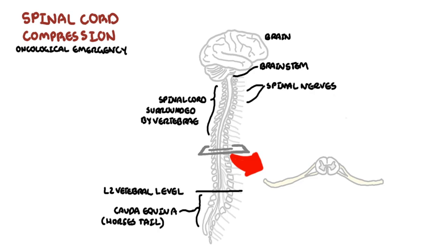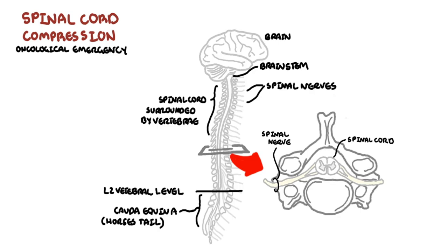For example, here is a superior view of the thoracic spinal cord. It has the thoracic spinal root emerging, giving rise to the spinal nerves on either side. The spinal nerves contain the sensory and motor nerve fibers. Because of its delicate, important nature, the spinal cord is first protected by the vertebrae, the bone, and then also further protected by the meninges, made up of three layers. The innermost meningeal layer is the pia mater. Then you have the arachnoid mater, and then the dura mater.